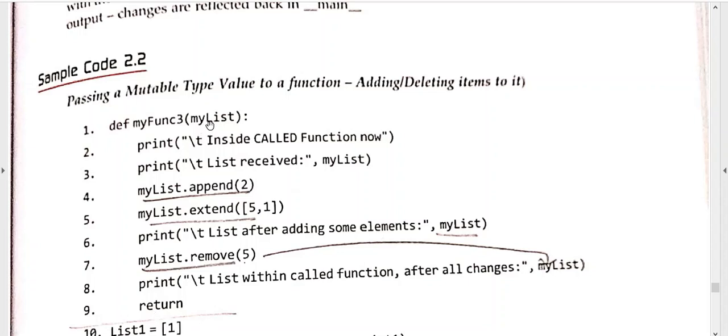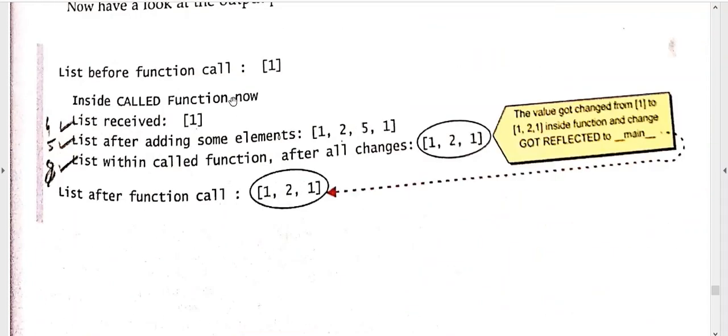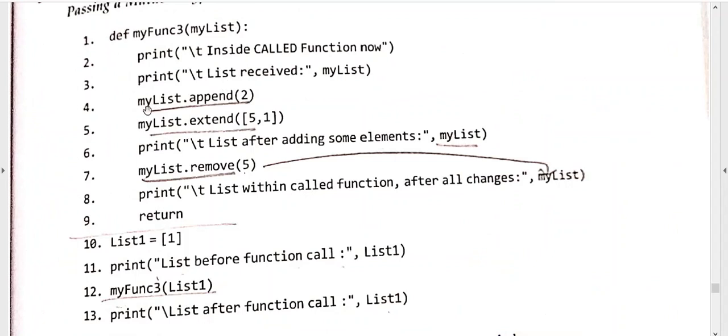Now this print function will print inside the called function, and it will also print the list received, my list. Initially what it has received is 1. Let us check it: inside the called function now, list received 1. Whatever was sent initially has been received, the same. Now what we are trying to do: my list dot append. You know the append function, it is adding 2 at the end of the previous list. So my list has one element, 1, and after that 2 will also be added.